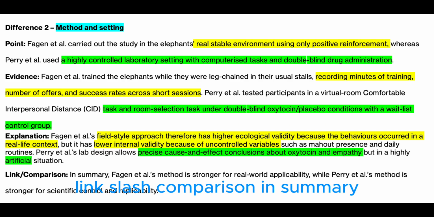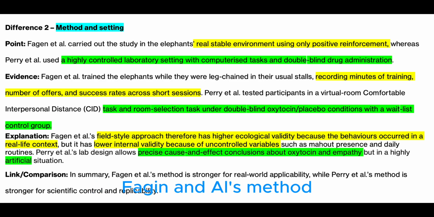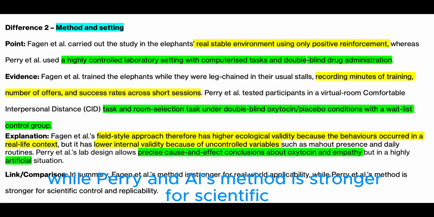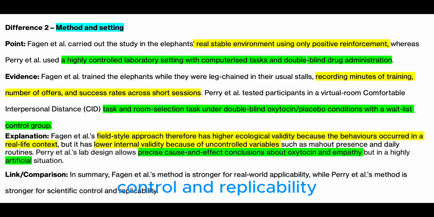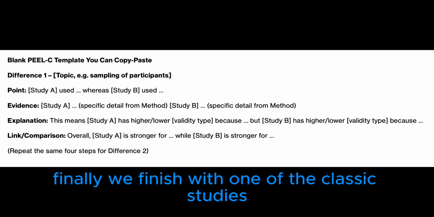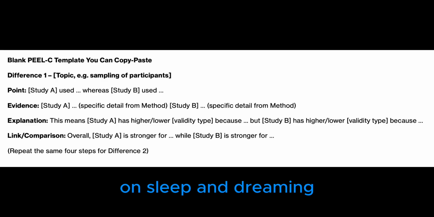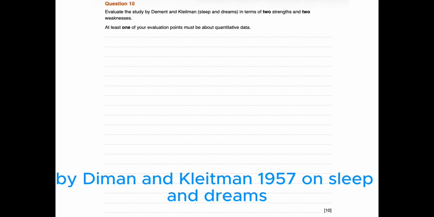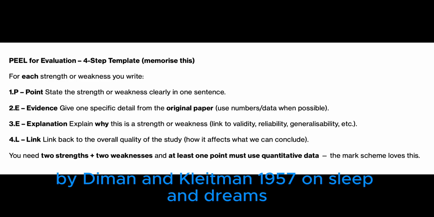Link/comparison. In summary, Fagen et al.'s method is stronger for real-world applicability, while Perry et al.'s method is stronger for scientific control and replicability. Finally, we finish with one of the classic studies on sleep and dreaming. Question 10. Here is my evaluation of the study by Dement and Kleitman, 1957, on sleep and dreams.